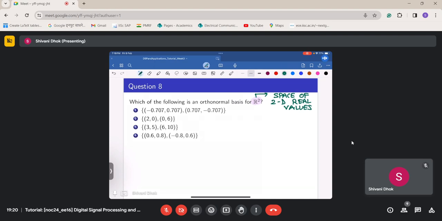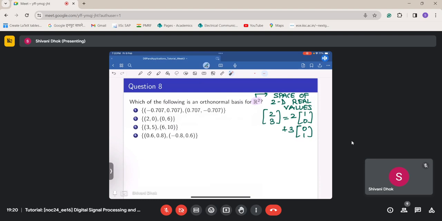For example, if I need to represent a two-dimensional vector, let's say 2 and 3, I can write it as 2 into 1 0 plus 3 into 0 1. So these two vectors are sufficient to write any given vector in the R2 space, that is real space. These two vectors are linearly independent, and they are also orthogonal. Also, they have a magnitude of 1 or norm of 1. So these are known as orthonormal.